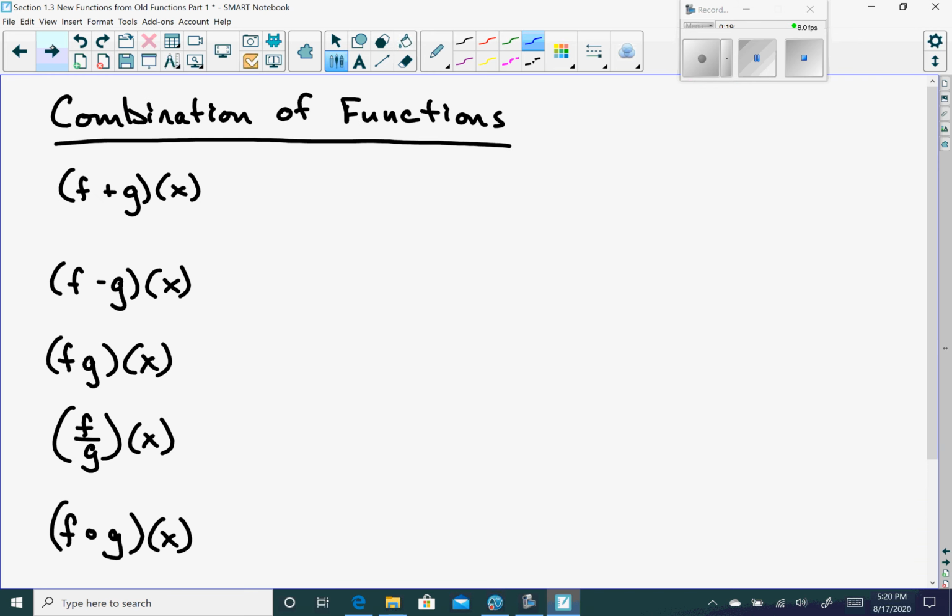All right, next we're going to take a look at what we consider a combination of functions. And this will kind of wrap up part 1, and then the continuation of this section will go on in part 2, which I'll post separately.